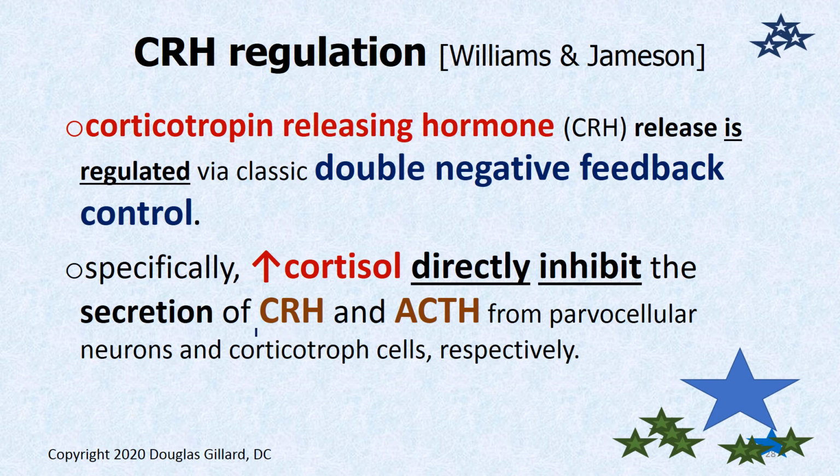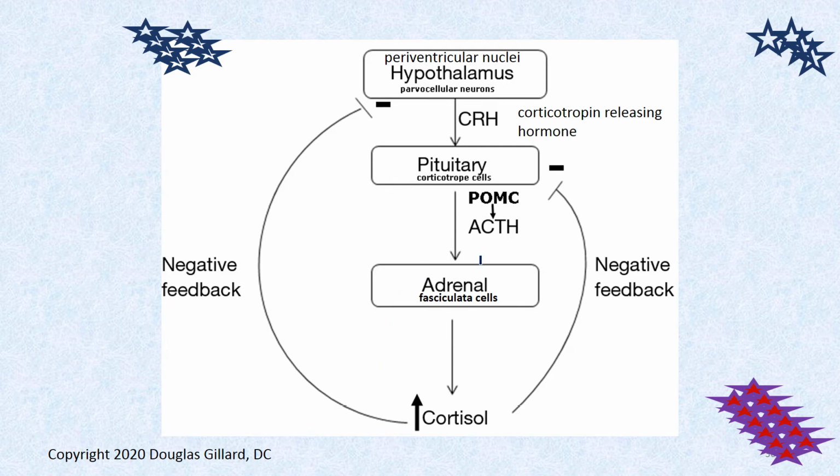will bind to parvocellular neurons and block their function. And it also binds to corticotroph cells and blocks their function. Where's the picture? Here's the picture. So cortisol, if you're over-secreting cortisol, we have a beautiful double negative feedback system where the cortisol goes up, binds to parvocellular neurons, and stops them from working. So no CRH. I could have put ADH in here as well.